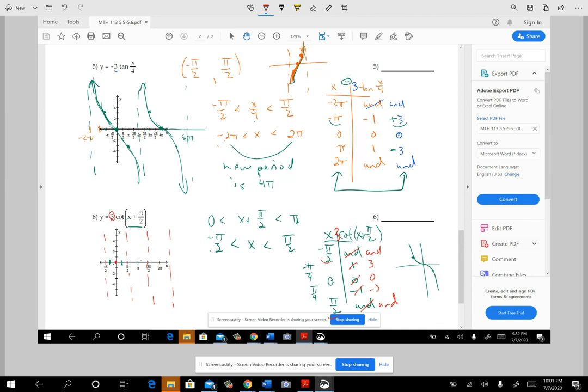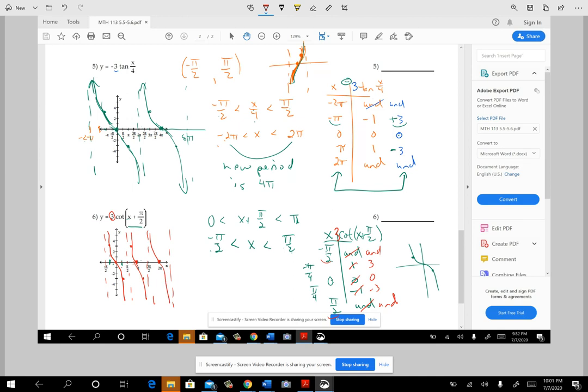This was not reflected. It was a positive 3. So instead of being at 1, you're going to be at 3. And here, instead of being at negative 1, you're going to be at negative 3. So it's just a little steeper, a little more stretched out. And then you can do that again, as many times as necessary to get your repeated graphs.